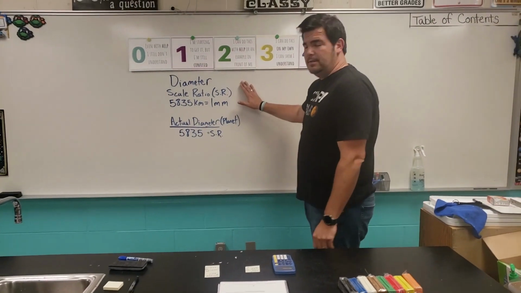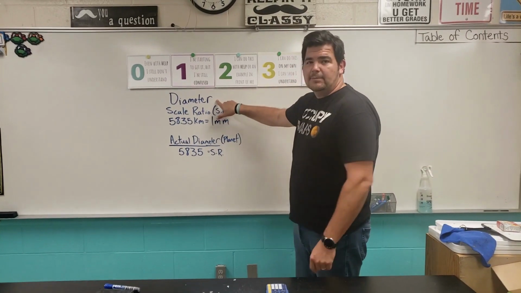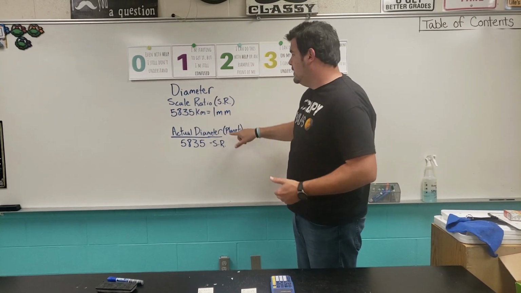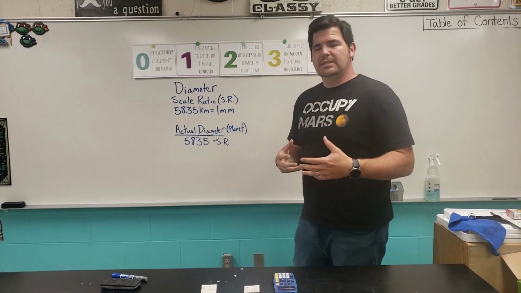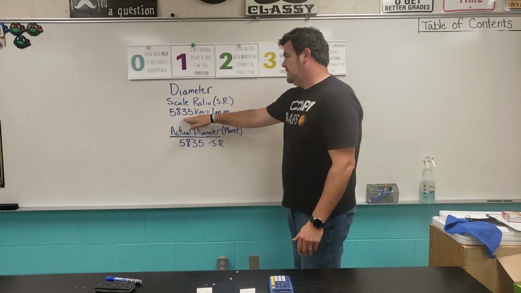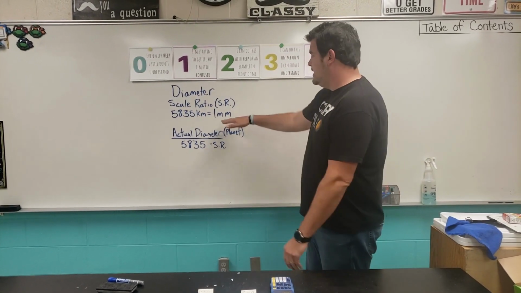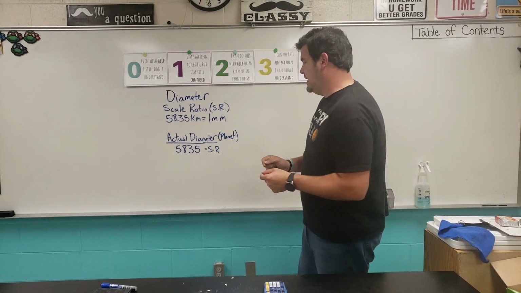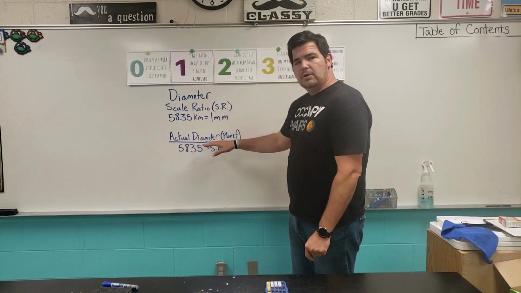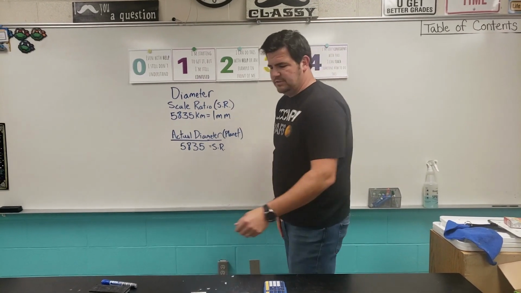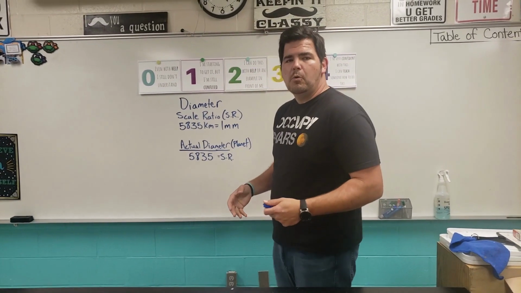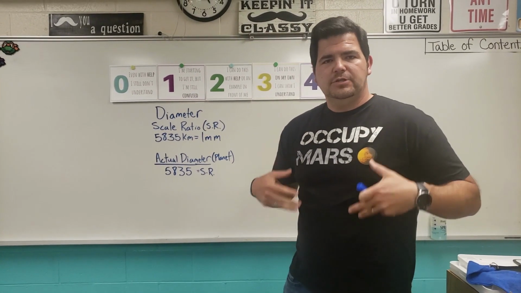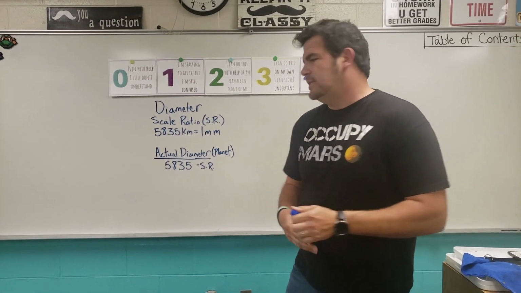As you can see up here on the board, I already have diameter. That's the first thing that the students are going to be asked to figure out based on the procedures. Our scale ratio that they give us in this lab activity is 5,835 kilometers equals 1 millimeter in our scale model that we're creating. I would show this to them on the board, I would do this as what we would call an I do, where the teacher does it first, the students watch, they copy it down.